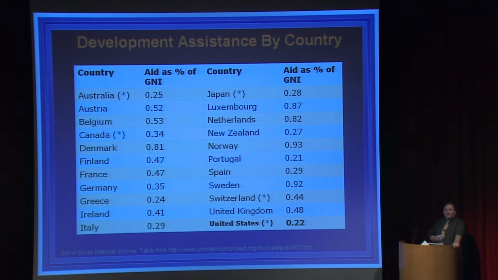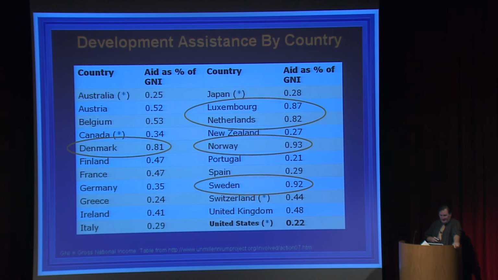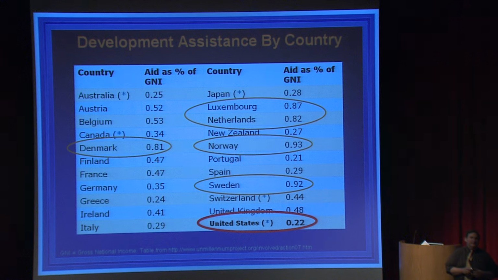Here's a graph or a chart showing the development assistance by country. And remember the 0.7% that was discussed in the development goals. If you look at certain parts of the world, Denmark, the Netherlands, Norway, Sweden, Luxembourg, those countries are over the 0.7 already. So they give more than 0.7% of the gross national product to support aid work around the world. The US, 0.22%. So far short of the desired goal.